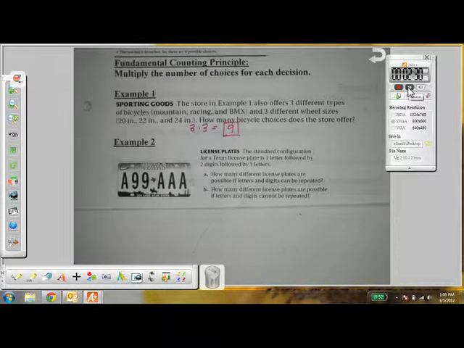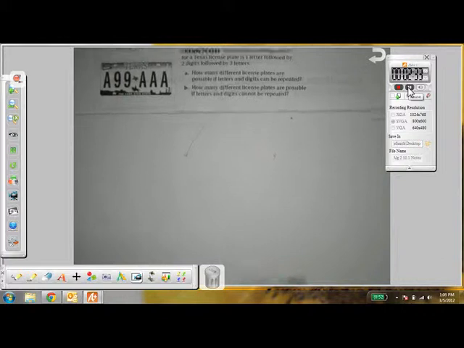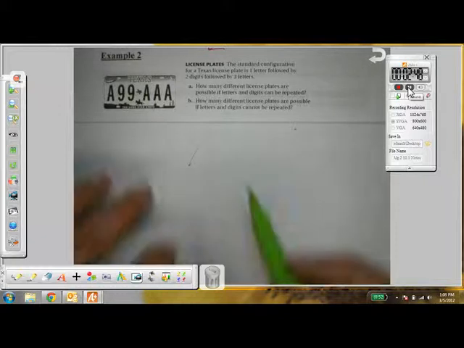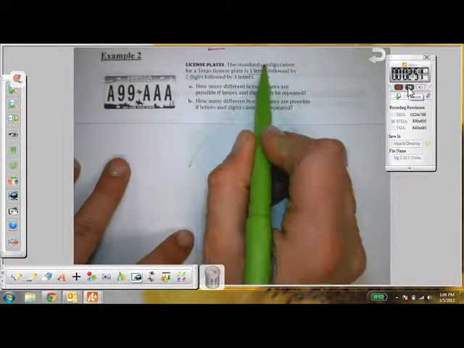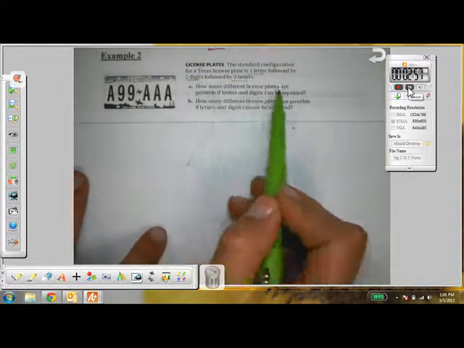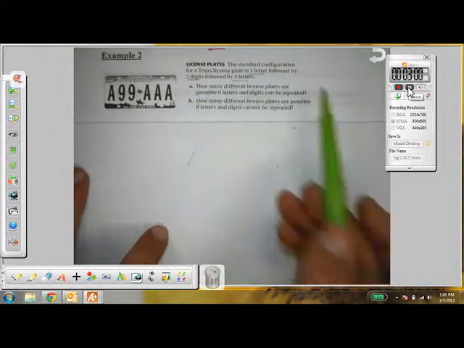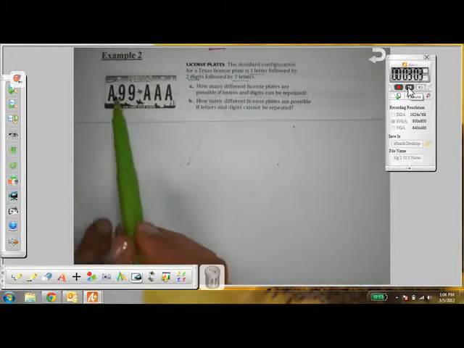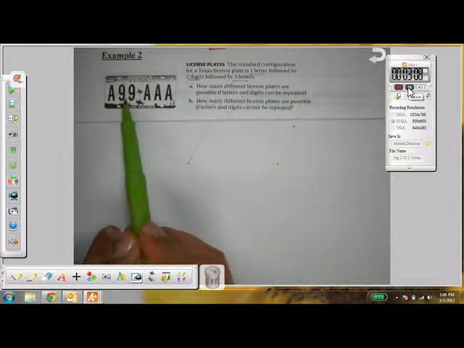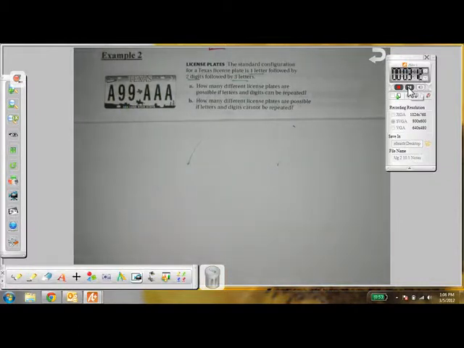Now we're looking at license plates. The standard configuration for a Texas license plate is 1 letter followed by 2 digits followed by 3 letters. Okay, so there's an example right here. 1 letter, 2 digits, and then 3 more letters. Question A says, how many different license plates are possible if the letters and digits can be repeated? So notice in my example, I have A for my first letter, and my other 3 letters are also A. 9 is my first number, and my other number is also 9. So we can repeat letters and numbers.